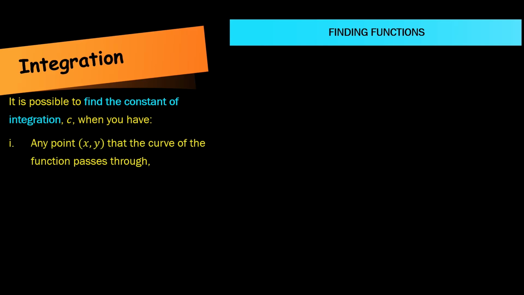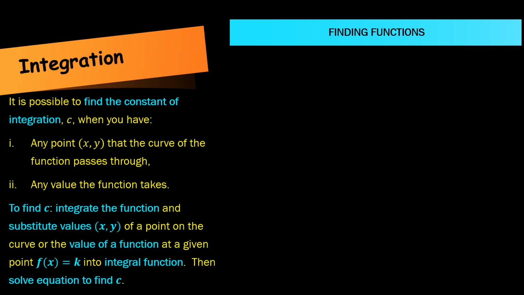Before tackling review exercise 3, let's recap some background. It is possible to find the constant of integration c when you have any point (x, y) that the curve of the function passes through, or any value the function takes. In order to find c, integrate the function and substitute values x, y of a point on the curve, or the value of a function at a given point, f(x) equals k, into the integral function. Then solve the equation to find c. So let's apply this to review exercise 3.